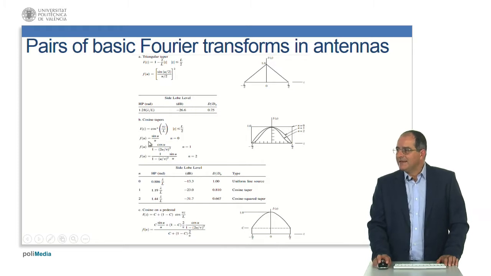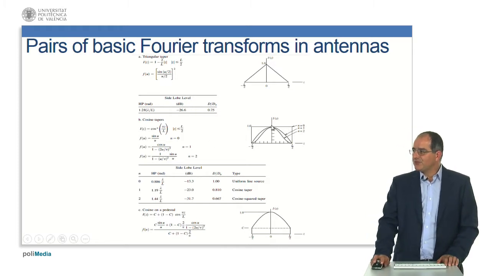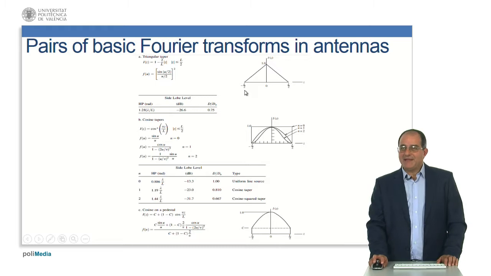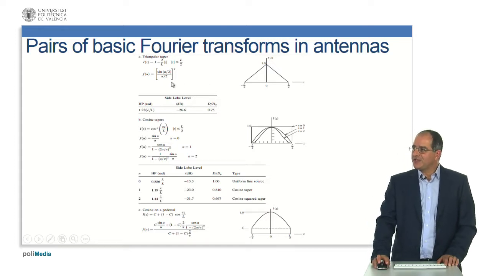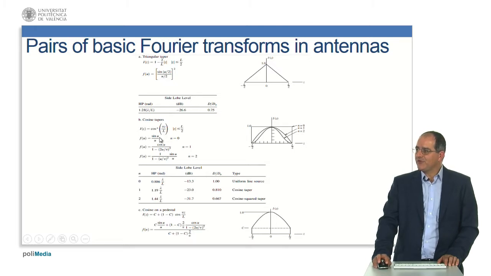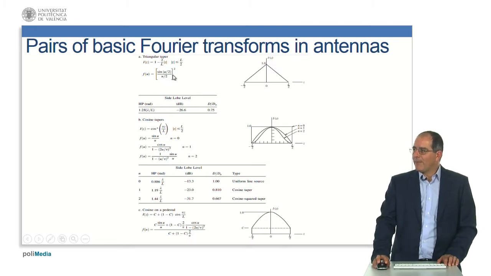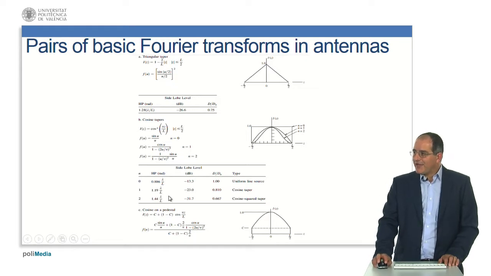sketch from here. The Fourier transform of this uniform current excitation will be given by the corresponding sinc function, the sine of u over u. If I have another typical current distribution, a triangular current distribution, I can also apply the Fourier transform, and I know that the Fourier transform is given by this expression from here, exactly the same sinc distribution from here, but at the square power. Okay? And finally, if I have a cosine on a pedestal, I know that the corresponding Fourier transform will be the sum of the corresponding Fourier transforms of these excitations from here.